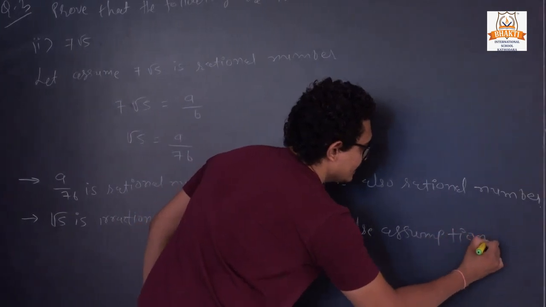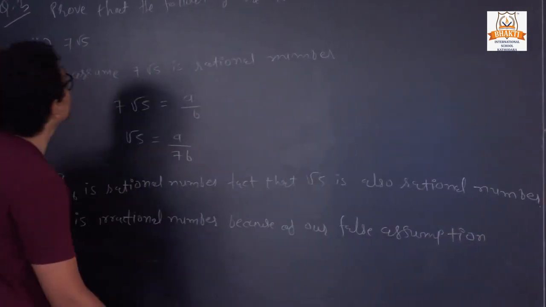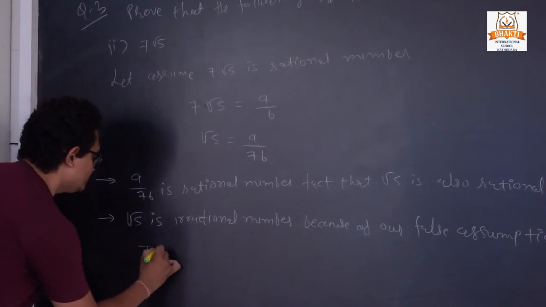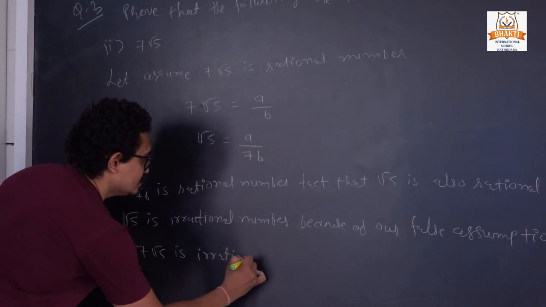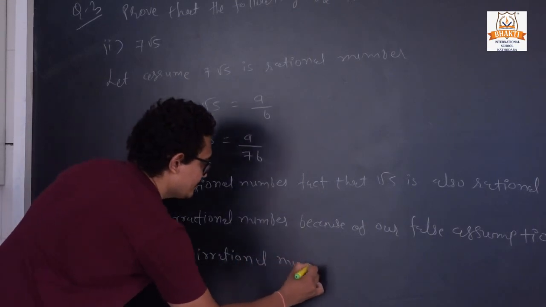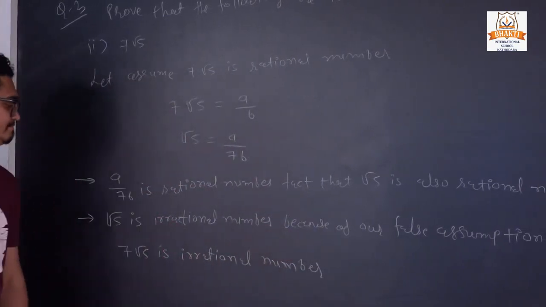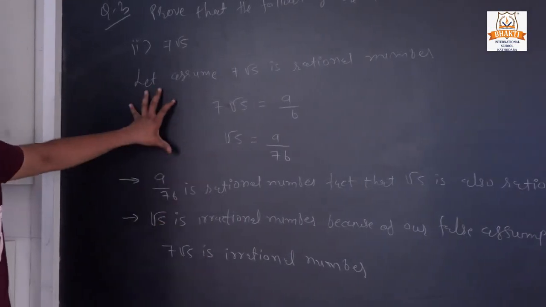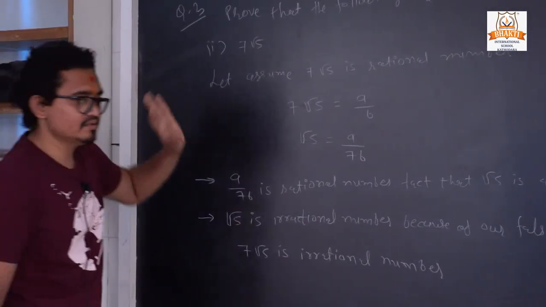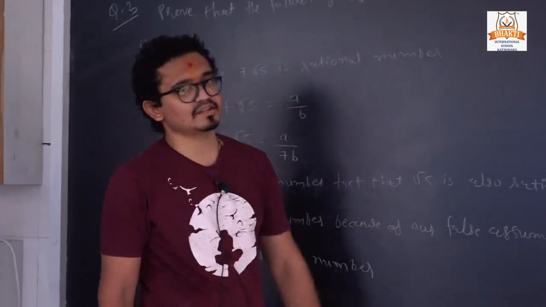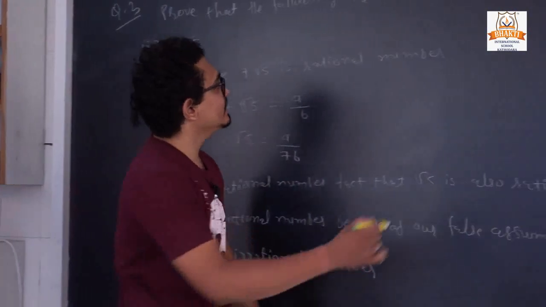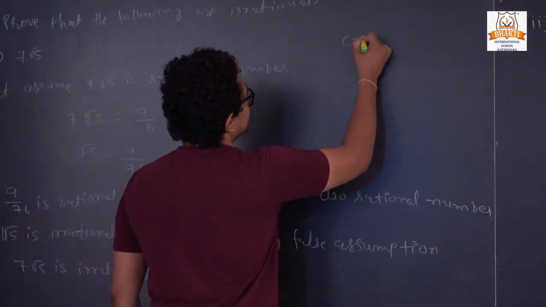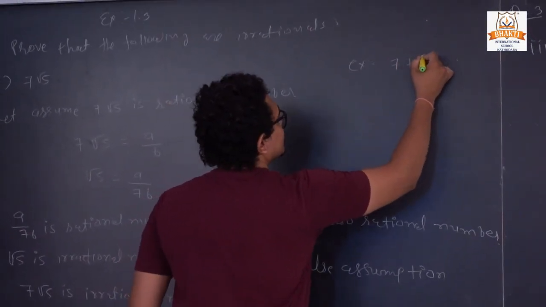So finally we can write 7 root 5 is an irrational number. So it means what? From all these sums we have one thing that will be common. Here I am writing that so you can just have an idea.